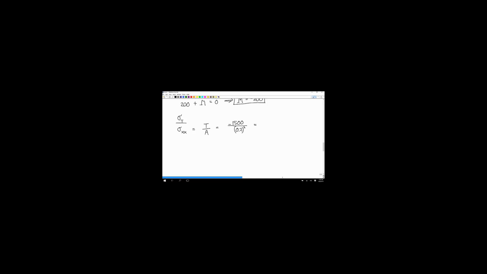We have negative 1,500 divided by 0.2 squared. And we get a value of negative 37,500 pascals. That's pretty small.